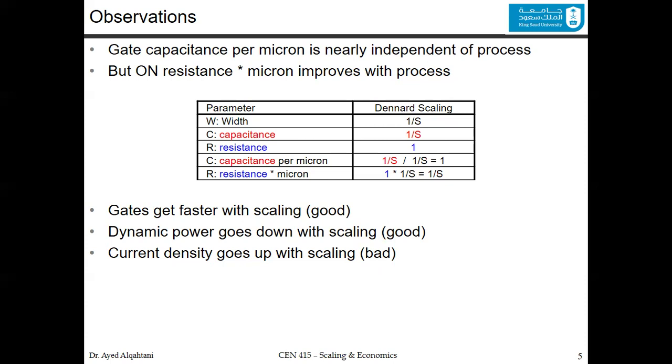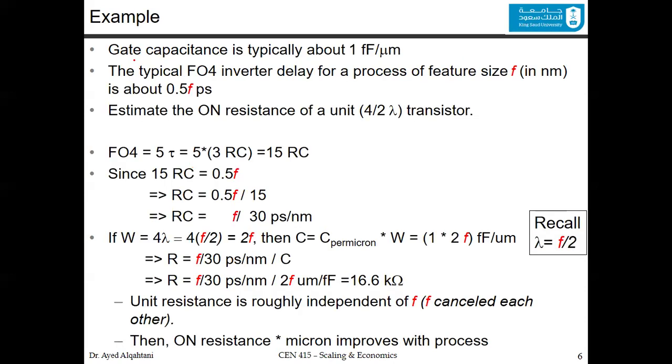Now, let's have an example to prove this point. If we say that the gate capacitance is typically about 1 femtofarad per micrometer, the typical fan out of 4, and remember we said that fan out of 4 is equal to 5 tau, which is actually 5 times 3 RC. So the typical fan out of 4 inverter delay for a process of feature size F, and you have to make the distinction between this F and femtofarad, so don't be confused, in nanometer is about 0.5 F picosecond.